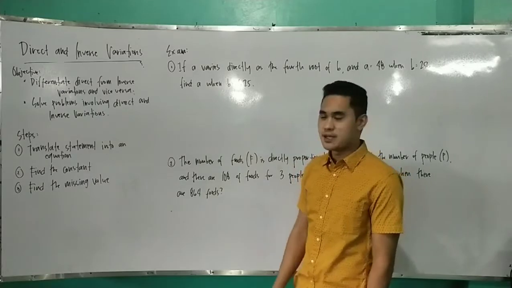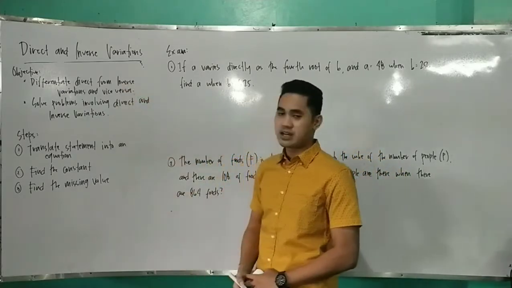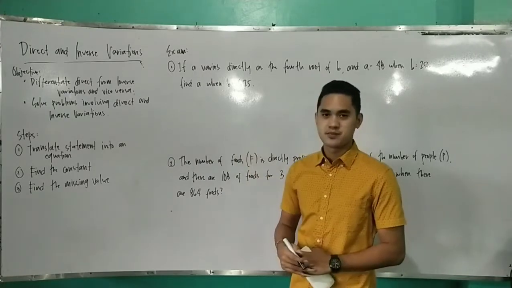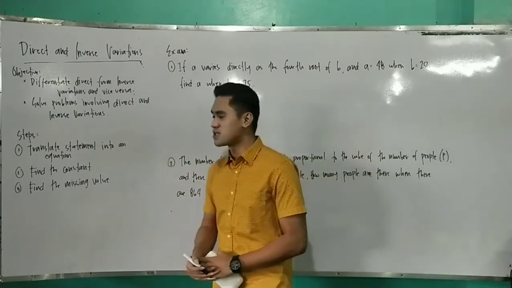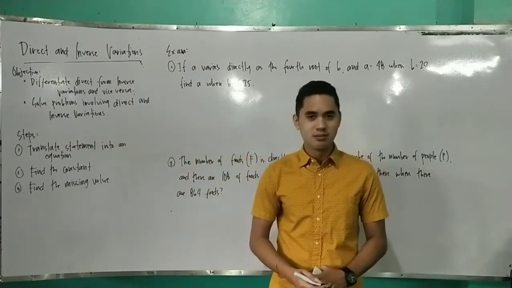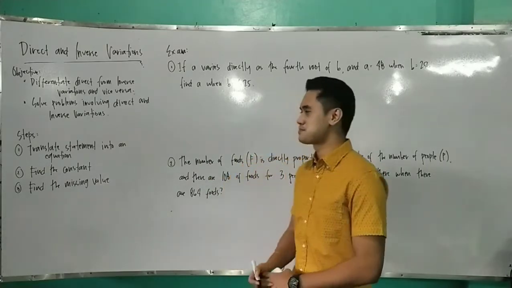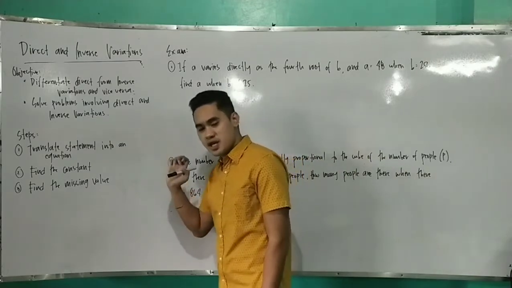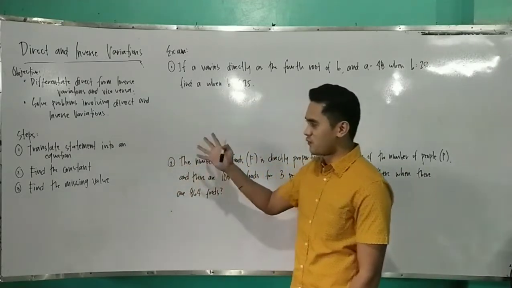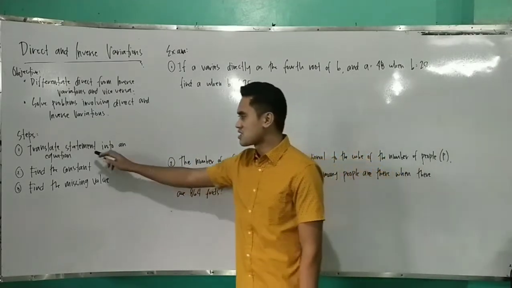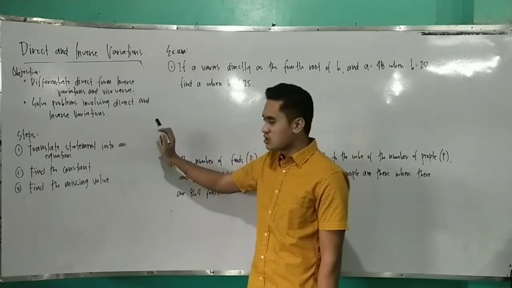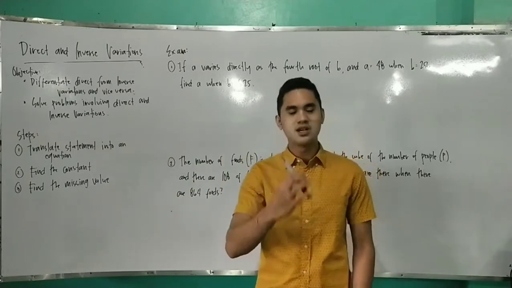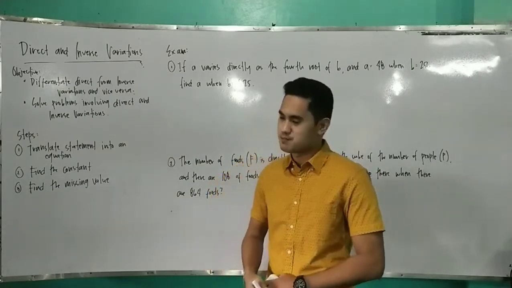For today's objective, we're going to differentiate direct from inverse variation and vice versa. Then, we're going to solve problems involving direct and inverse variation. Ayan. Then, remind ko kayo na meron tayo itong 3 important steps. So, the first one, meron tayong translate statement into an equation, then find the constant, then find the missing value. So, ito yung 3 important or the most important steps.